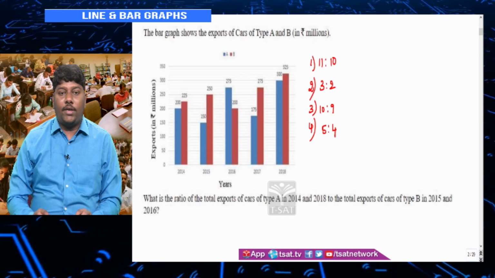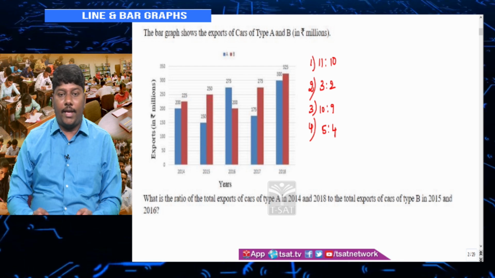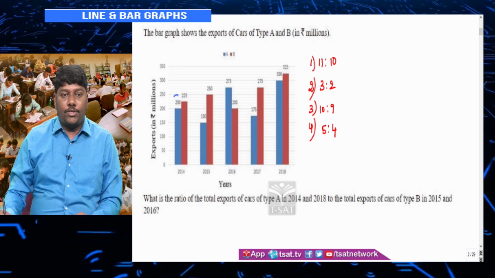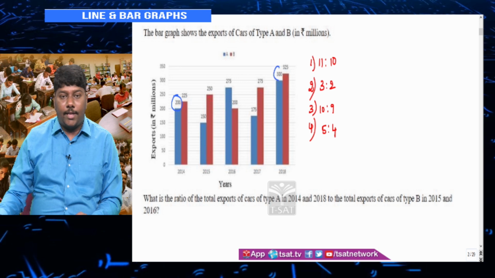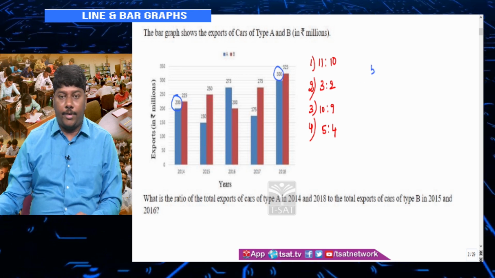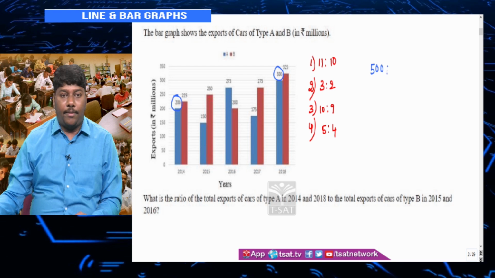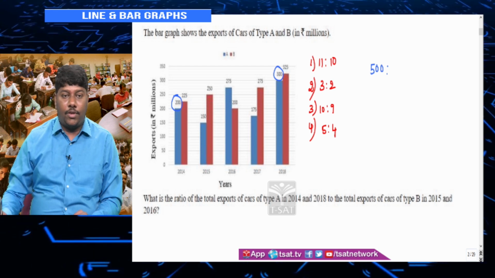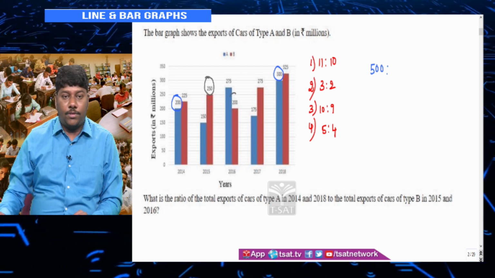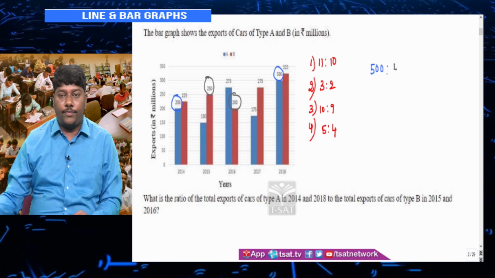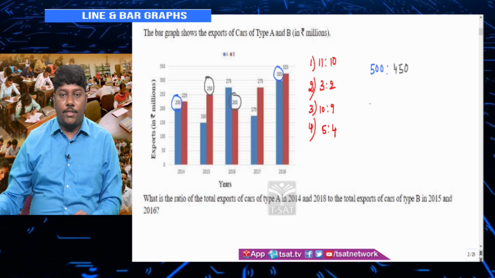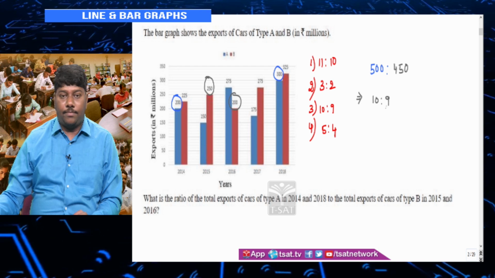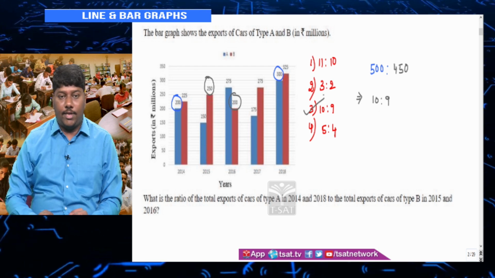The question is, what is the ratio of total exports of car A in 2014 and 2018? In 2014 the data is 200. In 2018 the data is 300. Put together it is 500. That is the blue color one. And the maroon color one, cars of type B in 2015 and 2016. In 2015 it is 250. In 2016 it is 200. Therefore, put together it is 450. If you cancel 0 and 0, the 5 table you can cancel it. 5 10s are 50, then 5 9s are 45. So the answer is simply 10:9.